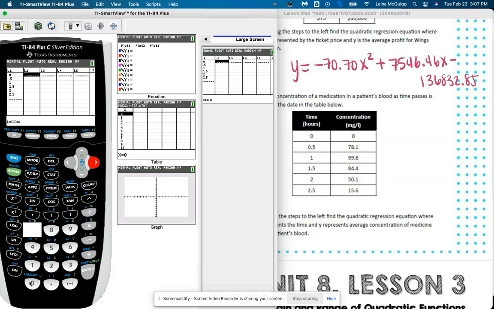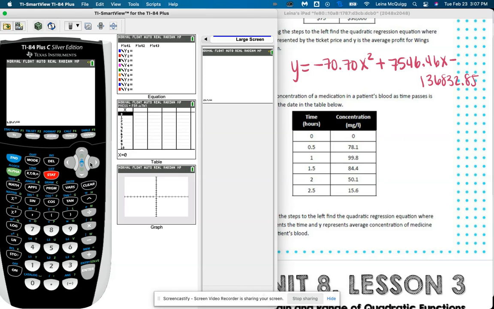Then in L2, we're going to put the second column, so 0, 78.1, 99.8, 84.4, 50.1, 15.6. Then we're going to do stat, go over to calculate. We'll go down to 5. We're doing quadratic regression. Hit enter. Go down to calculate and hit enter again.